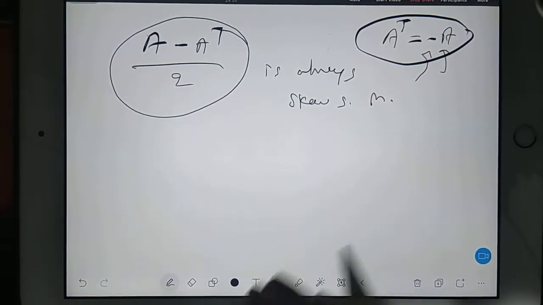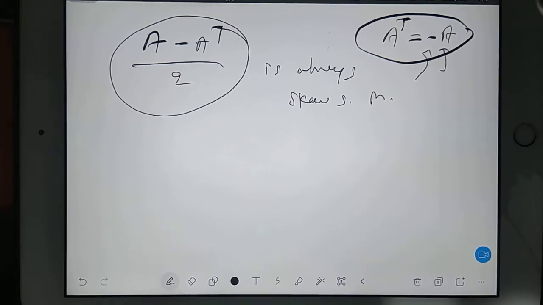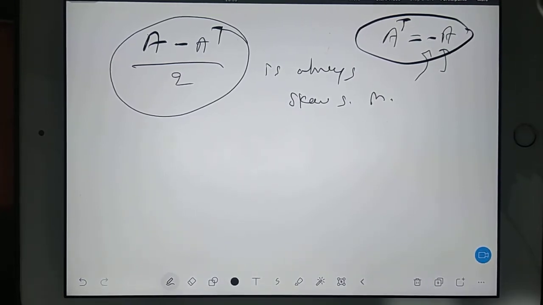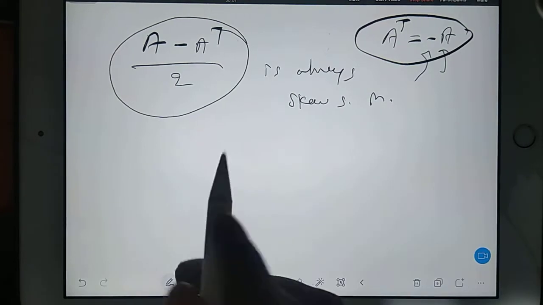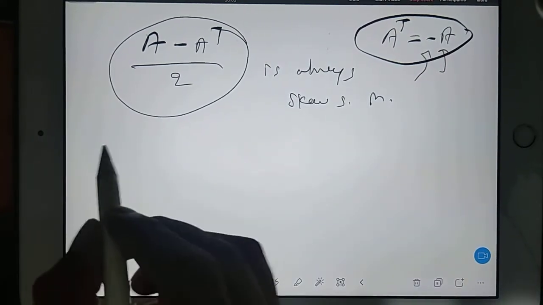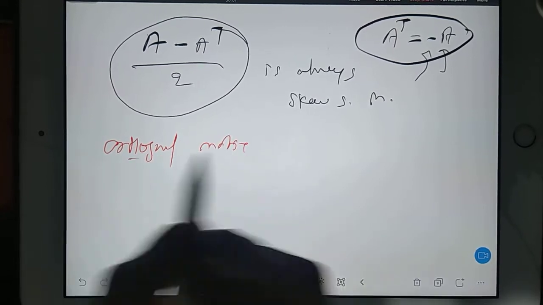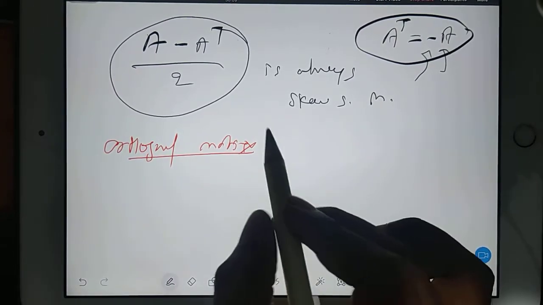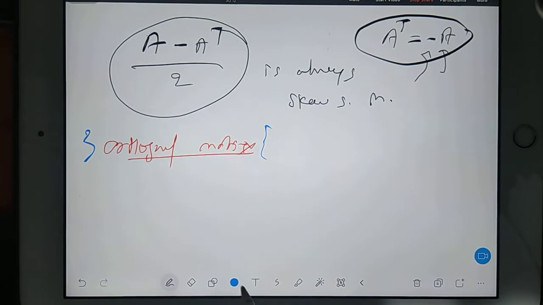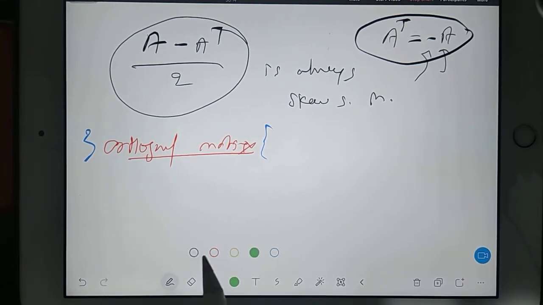Now there is something called an orthogonal matrix. What is the meaning of orthogonal matrix? Very simple. These properties of matrices we have to keep in mind, guys, because these are the basics of linear algebra.